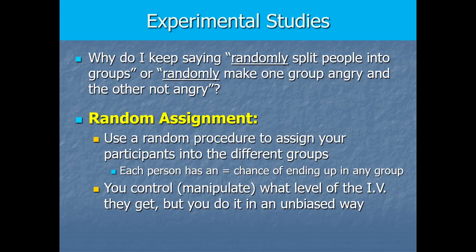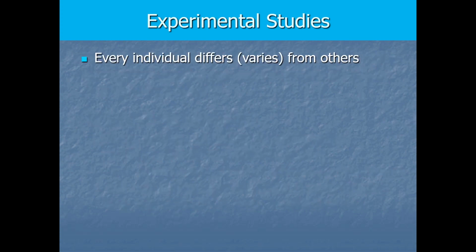That is the term for using a random procedure to assign participants into the different groups, the different levels of our independent variable. So with a random procedure, it means each person has an equal chance of ending up in any group. You, as researcher, are controlling what level of the independent variable each person gets, but random assignment means you're doing that in an unbiased way.